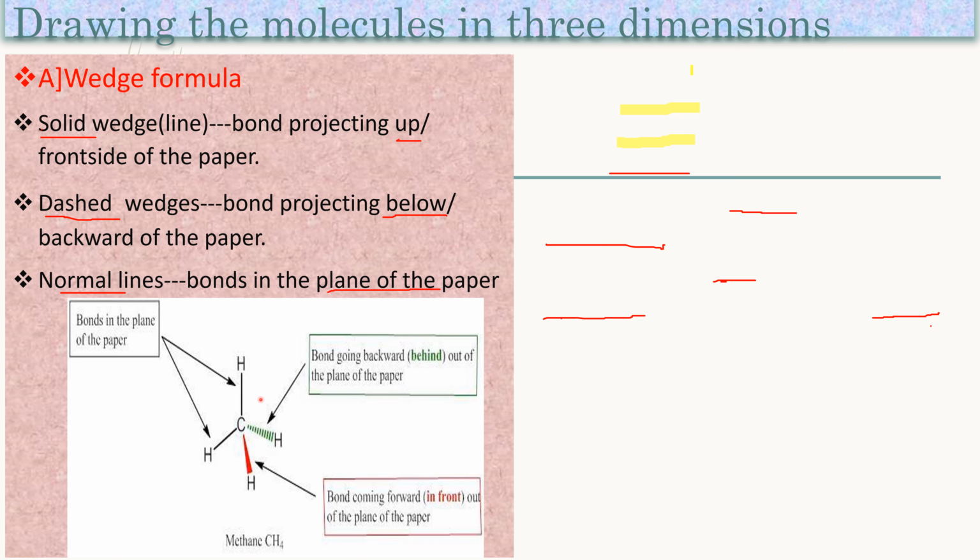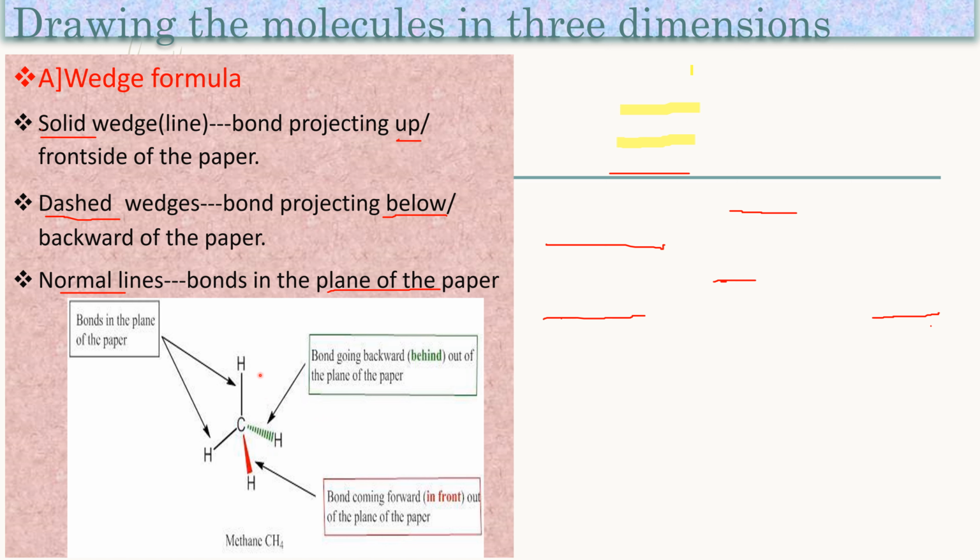Then normal lines, that is, generally we represent the bond like this, a normal line. These normal lines represent the bonds in the plane of the paper. So where the carbon is present in that plane, these bonds and these atoms which are shown by normal lines are considered to be present.